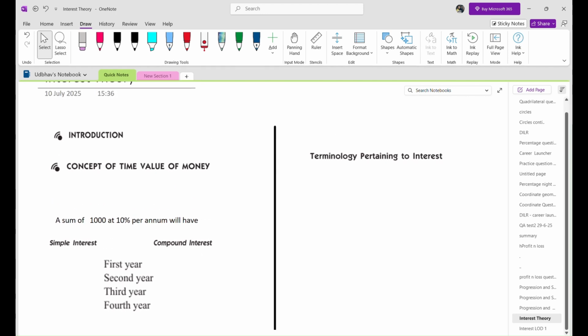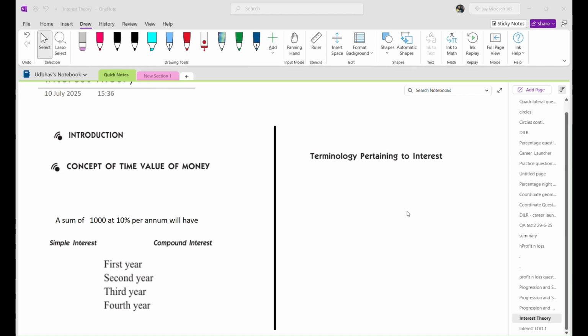For the introduction, I have to say a few words. The introduction of this chapter, interest, which consists of both compound and simple interest. Basically, this chapter forms another important topic from CAT's point of view because questions are asked from this chapter in quants also and in DI also.